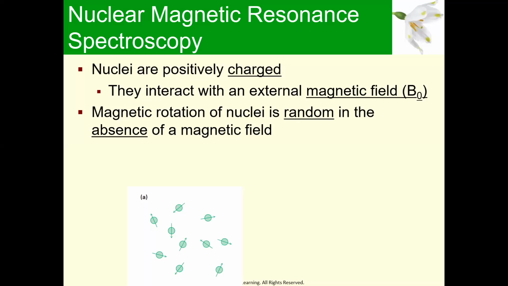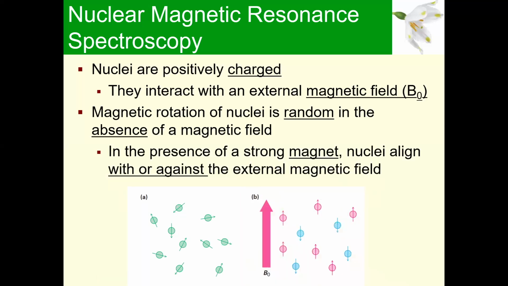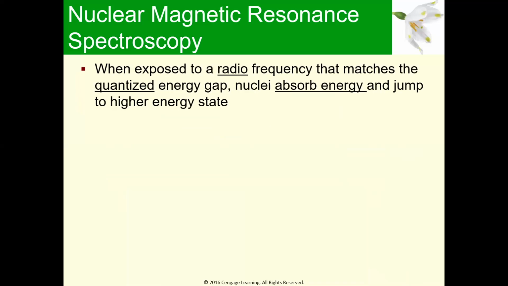So the magnetic rotation of the nuclei is random in the absence of a magnetic field. However, if you apply a strong external magnetic field, so in the presence of a strong magnet, those nuclei will align with or against that external magnetic field. And we can cause the energy levels of those nuclei to jump if we subject them to radio frequencies. But just like everything else at the subatomic level, the energy levels are quantized. And you can match those energy gaps in the radio frequency range of the electromagnetic spectrum. So when exposed to a radio frequency that matches the quantized energy gap, the nuclei absorb energy and jump to a higher energy state. And this is called resonance.